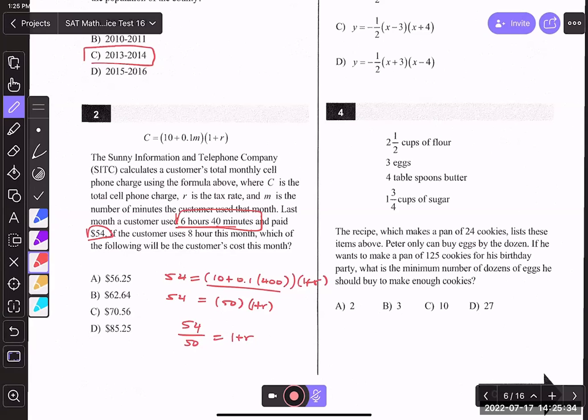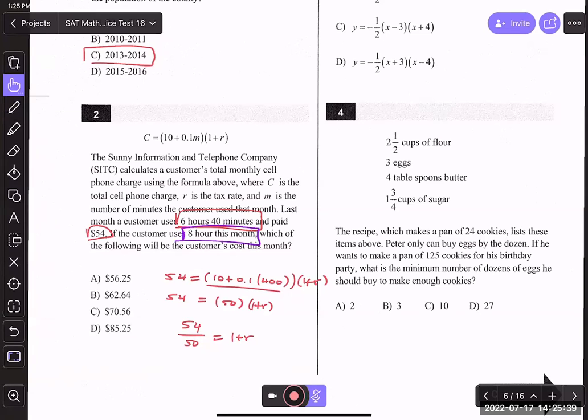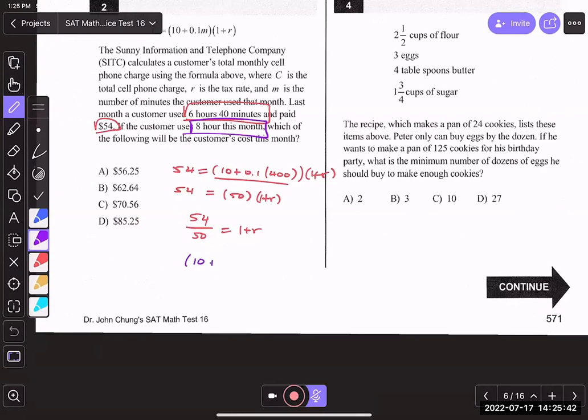So then from here, instead of 6 hours, 40 minutes, we're using 8 hours now. So that means we're looking at 10 plus 0.1 times 8 hours, that's 480 minutes, times 1 plus r, which we saw was 54 over 50. Does that make sense? Yep. So that's going to be 58 times 54 divided by 50. Then you can just plug this into your calculator, and you can find that this is going to be B. Does that make sense? Okay, yep. That's exactly it.